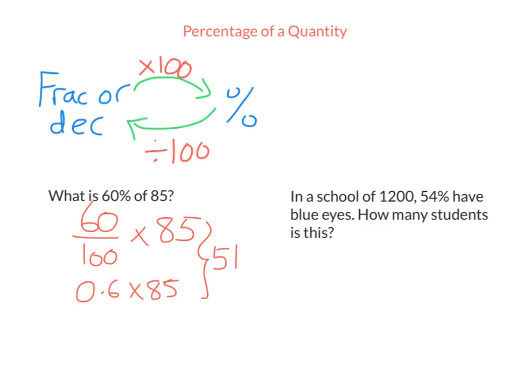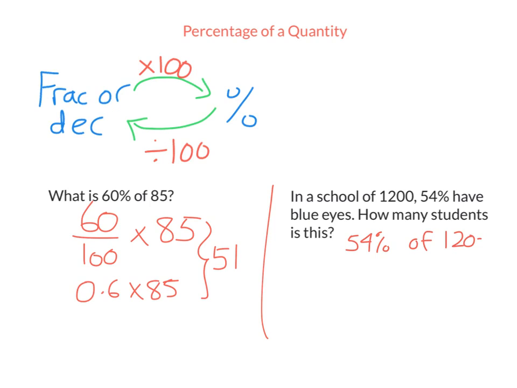So what you do to find percent of a quantity, you convert the percent to either a fraction or decimal by dividing by 100. It doesn't matter whether you do fraction or decimal, and then you just times by the quantity. So let's look at a worded problem here. School of 1200, 54% have blue eyes. How many students is this? So I'm finding 54% of 1200.